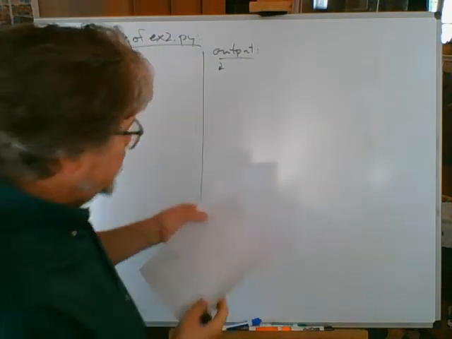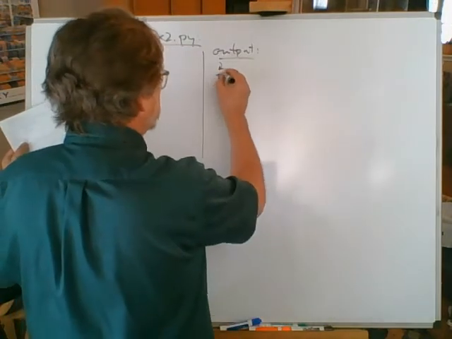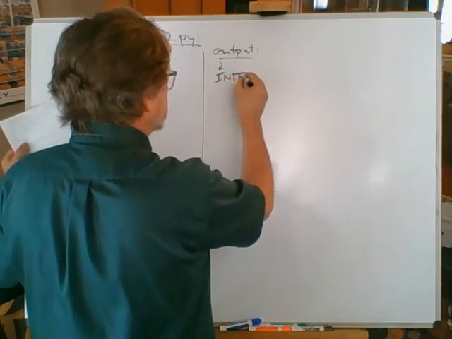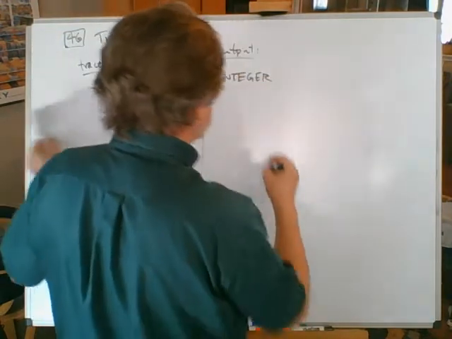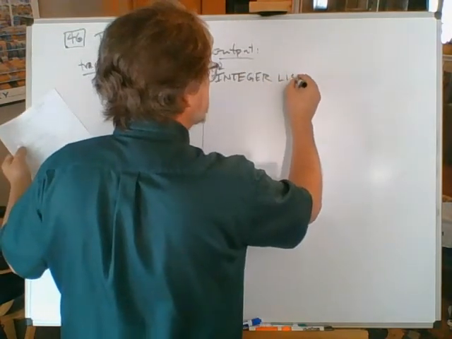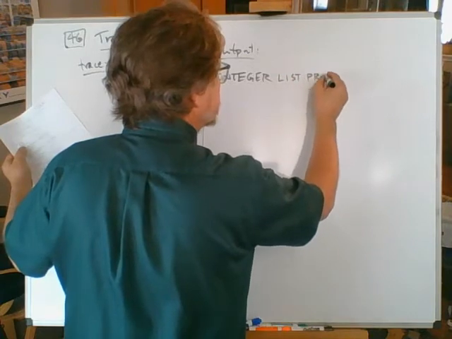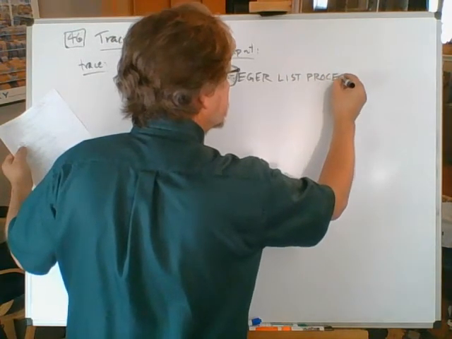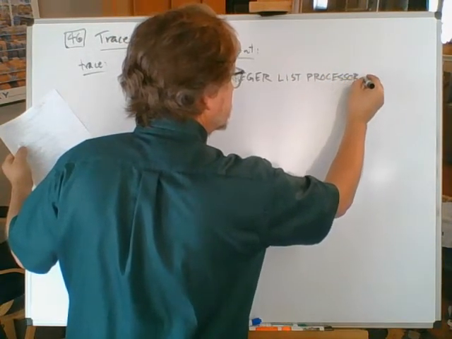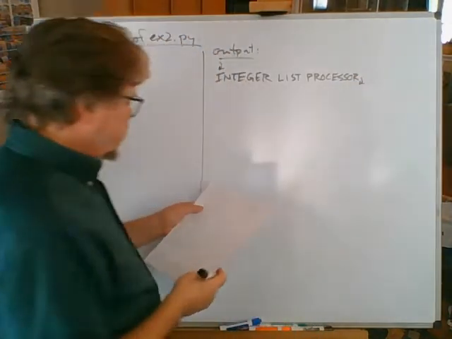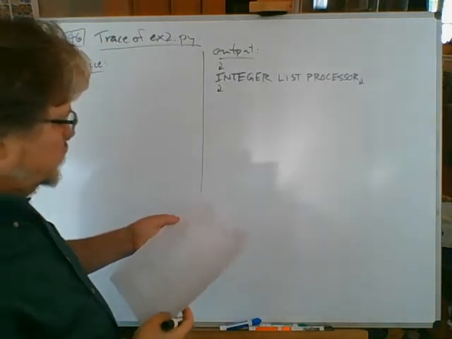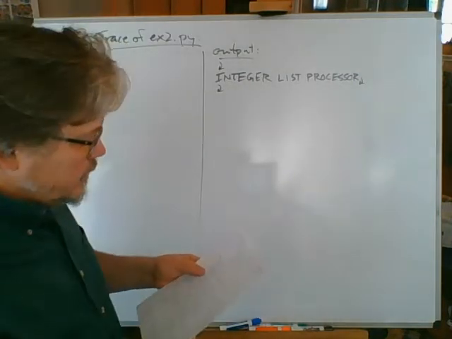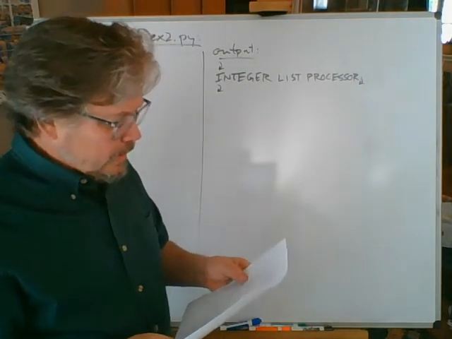Then it prints out Integer List Processor. An integer is just a whole number, by the way, no decimal fractions. And then another blank line after that. Then there's a blank line in the code, but that doesn't result in a blank line on the screen.